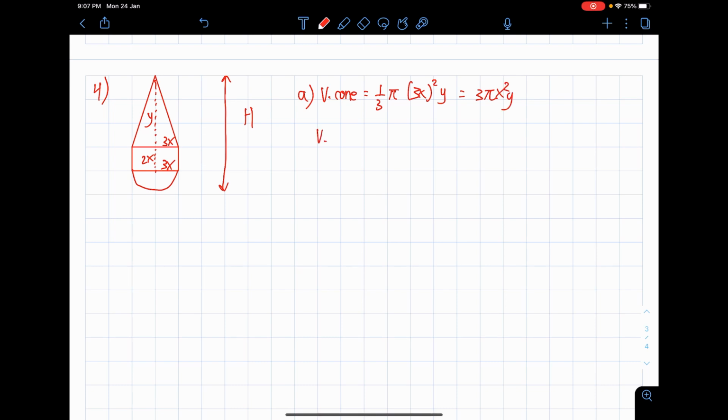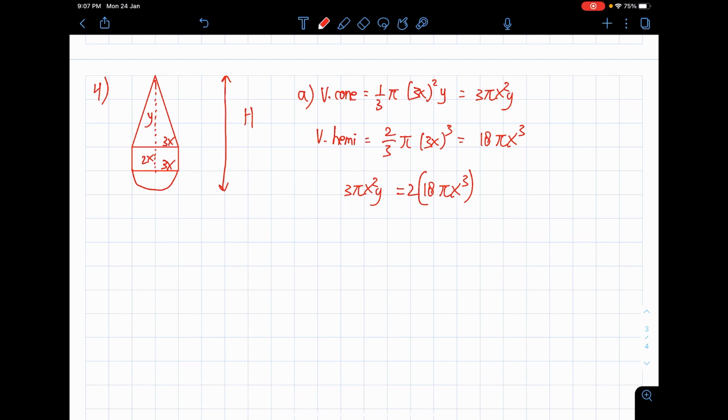The volume of hemisphere: 4/3 divided by 2, so it's 2/3, because you are looking for a hemisphere, not a full sphere. Pi r cube. So you're going to get 18 pi x cube. The question says the volume of the cone is twice that of the hemisphere. So if I want to put an equation between them, I need to take the hemisphere volume multiplied by 2, like this. So then I got 36 pi x cube equals 3 pi x square y.